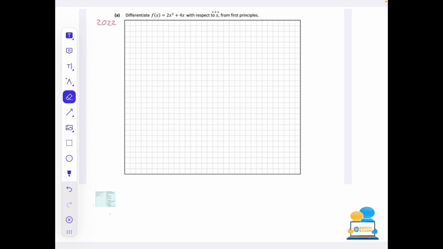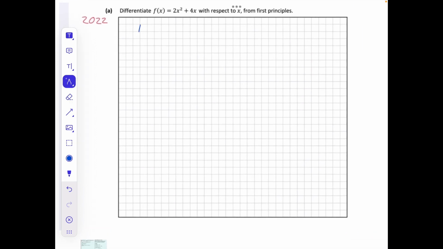So we're going to start with the 2022 question. Differentiate f of x is equal to 2x squared plus 4x with respect to x from first principles. Key thing there: differentiate from first principles.